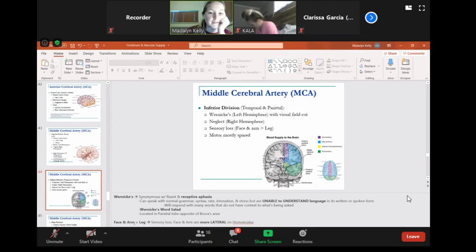It's going to affect the face and the arm more than the leg. Why? Because it's more lateral on the homunculus.